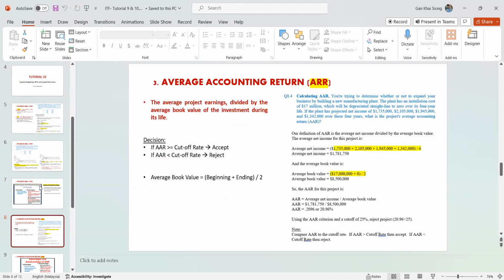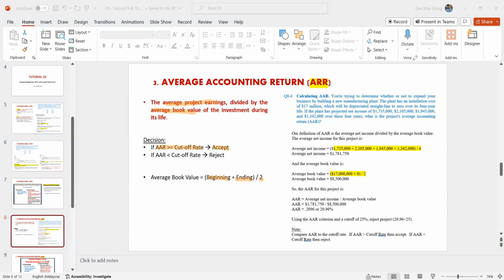Now, let's move on to the next one, which is the third decision rule. The third decision rule looks into average accounting return. So what is average accounting return? Again, let's go through the rules first. It basically looks into the average project earnings divided by the average book value of the investment during its life. So if AAR is larger than the cutoff rate, we accept. We have the average net income from the project in the numerator and the average book value in the denominator. How do we calculate average book value? You use the beginning book value plus the ending book value, divided by 2.